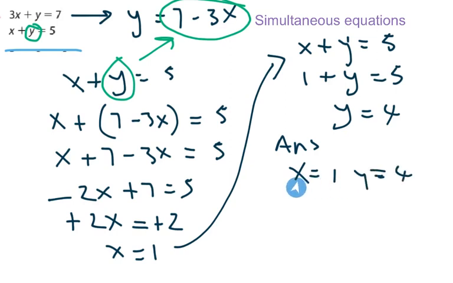If I substitute x is equal to 1 and y is equal to 4 into these equations, well, 1 plus 4 is 5, that's correct. And 3 x's would be 3 1s, that's 3. Plus 4 is 7, and that works out as well. Let's have a look at another example.